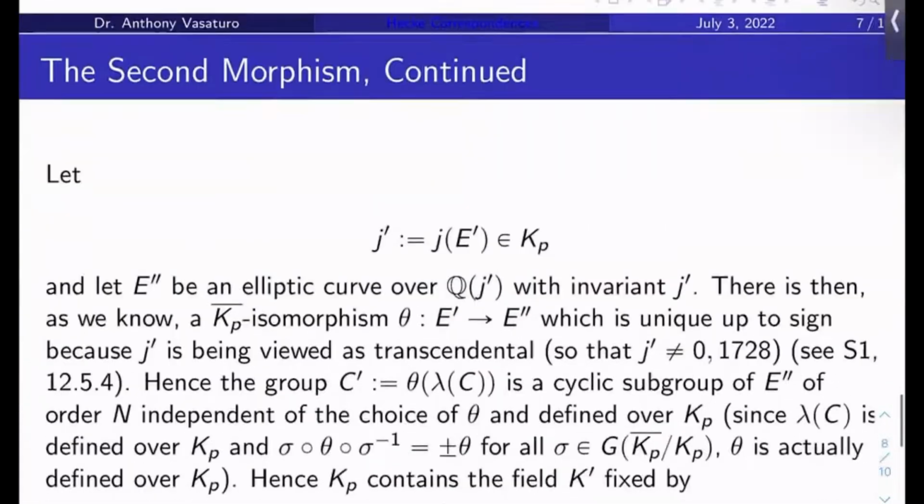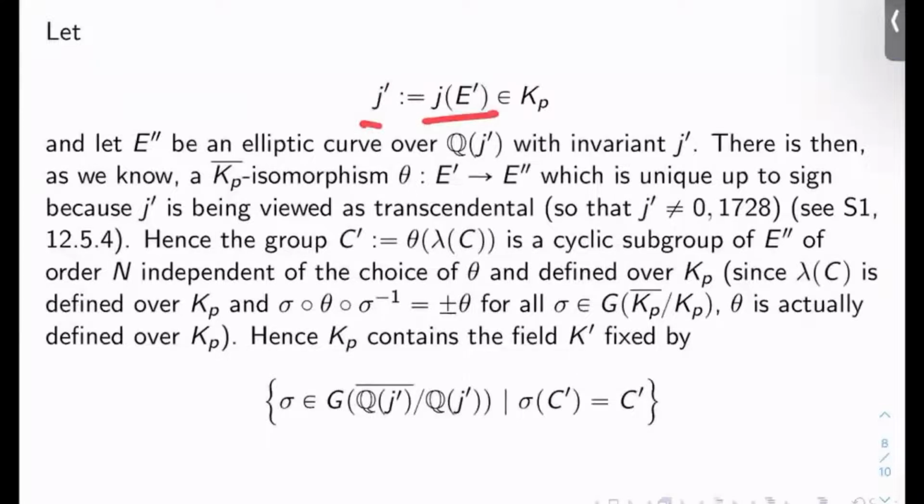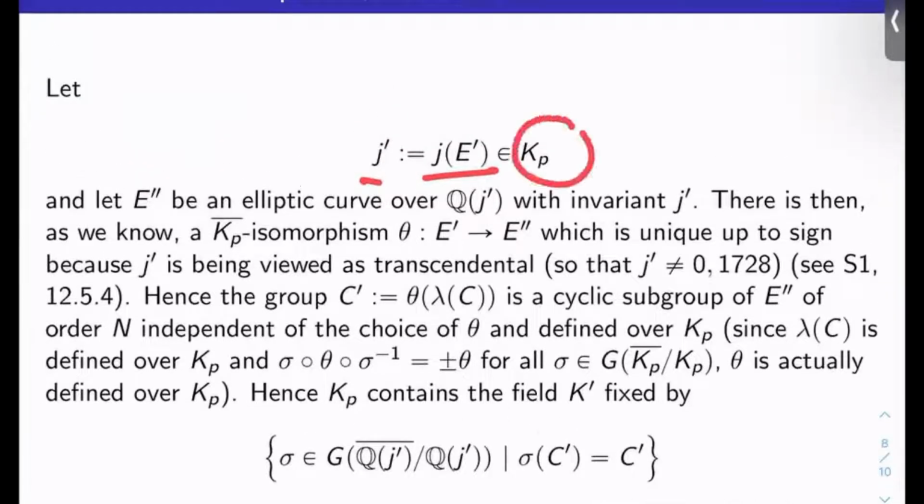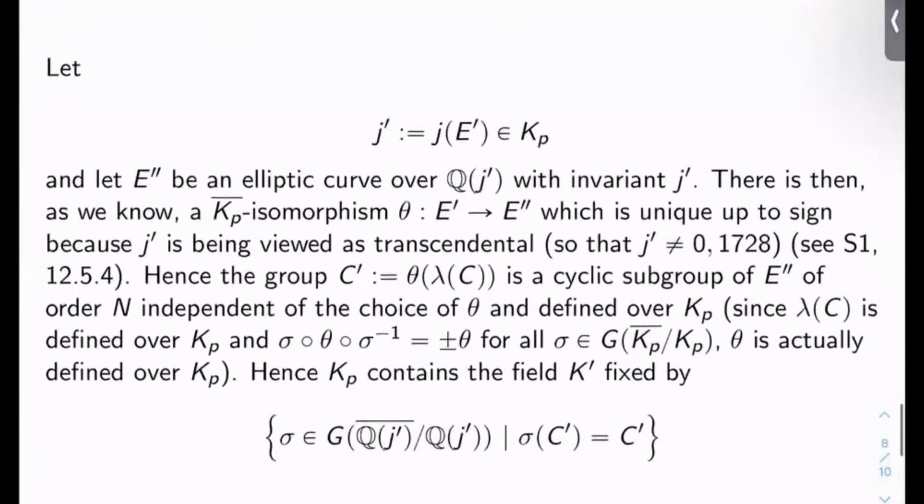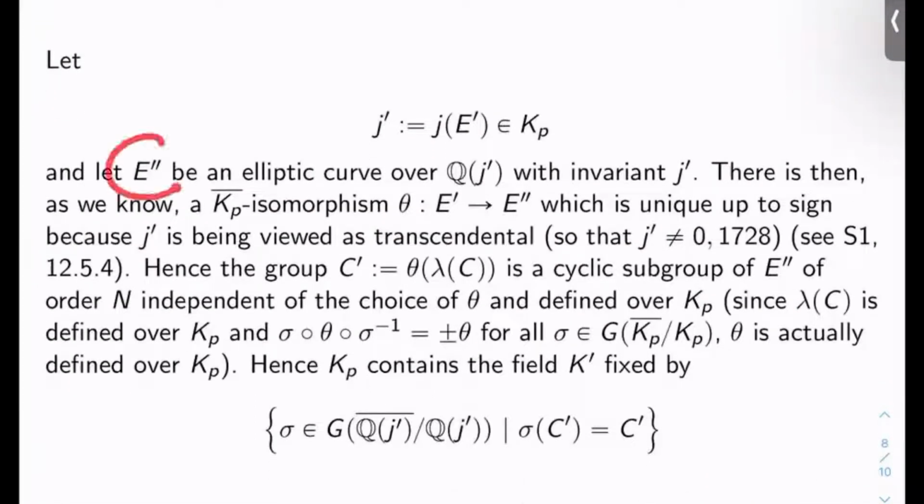So, let's let J prime be the J invariant of E prime, which is in KP because everything up here was defined over KP. And now let's take an elliptic curve E double prime, this time over Q adjoin J prime, that has J invariant J prime. So you can think of E double prime maybe as like a universal elliptic curve in this new notation J prime instead of using J. So there is then going to be a KP bar isomorphism, theta from E prime to E double prime, which is unique up to sign.